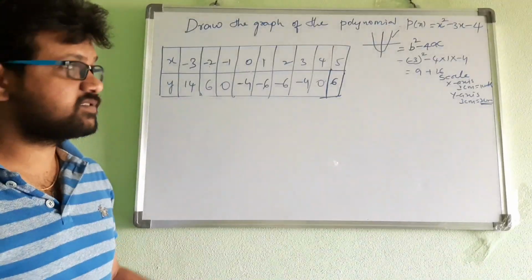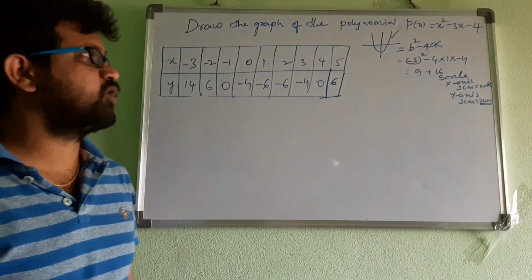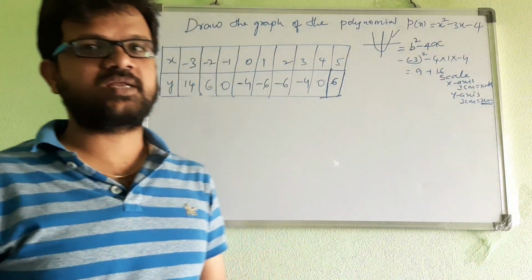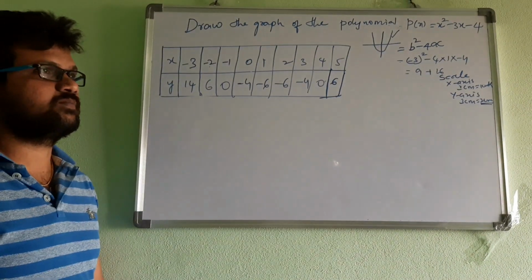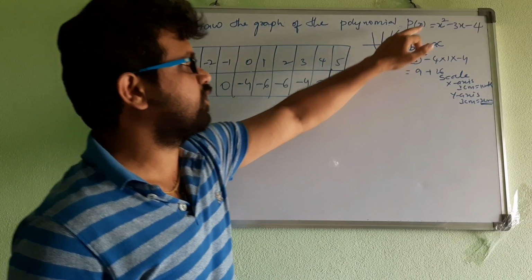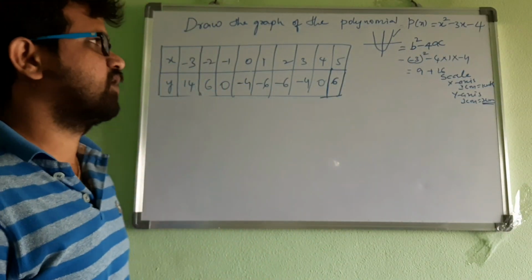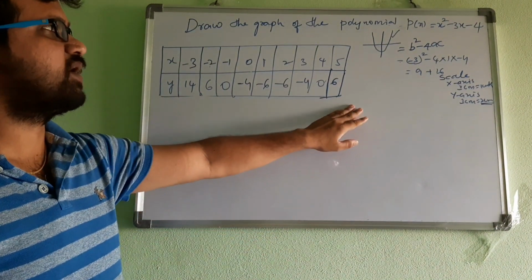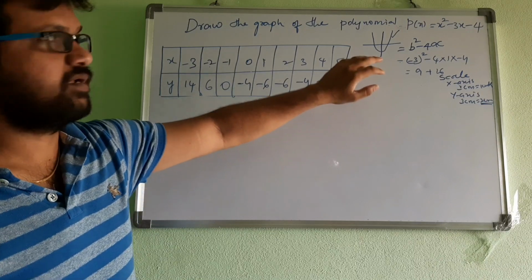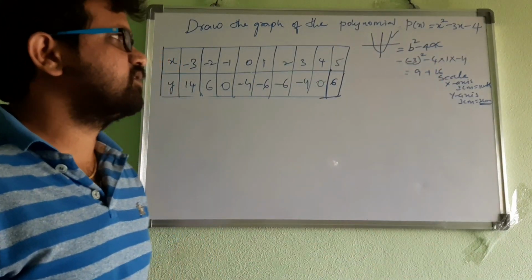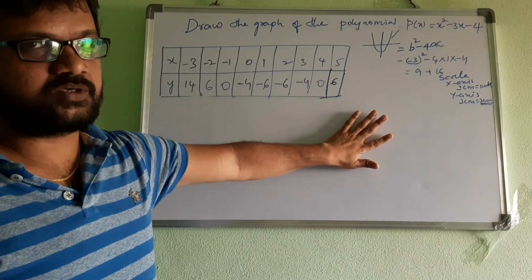Next concept is draw the graph of the polynomial P of x is x square minus 3x minus 4. Drawing the graph of the quadratic polynomial. Okay, it is very important. They ask for 4 marks. Every time they are asking quadratic polynomial only. So I am explaining one sum, remaining you can do.